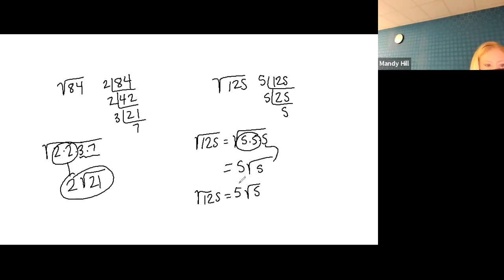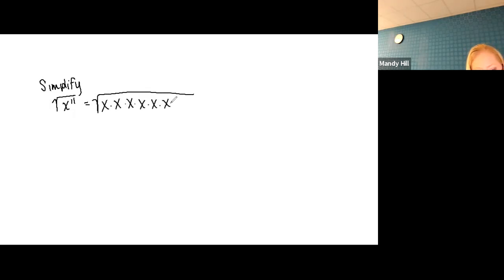Okay, we're going to turn it up a notch. We have to add those crazy letters in here. So it says simplify the square root of x raised to the 11th power. Okay, x to the 11th power. Well, what do we know about x to the 11th? We know that it means that we have x multiplied by itself 11 times.